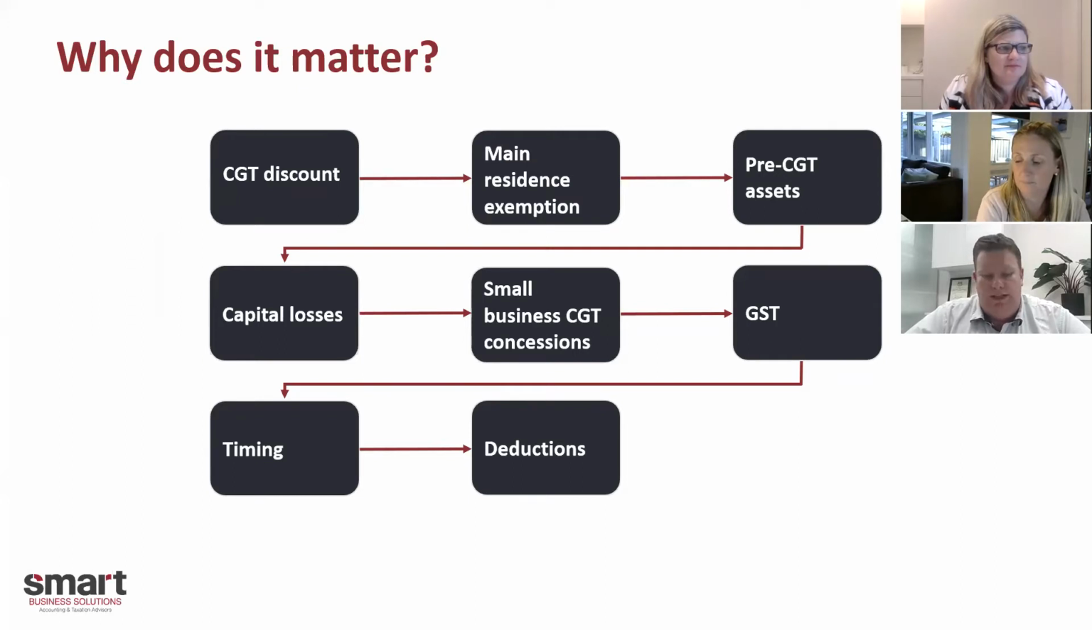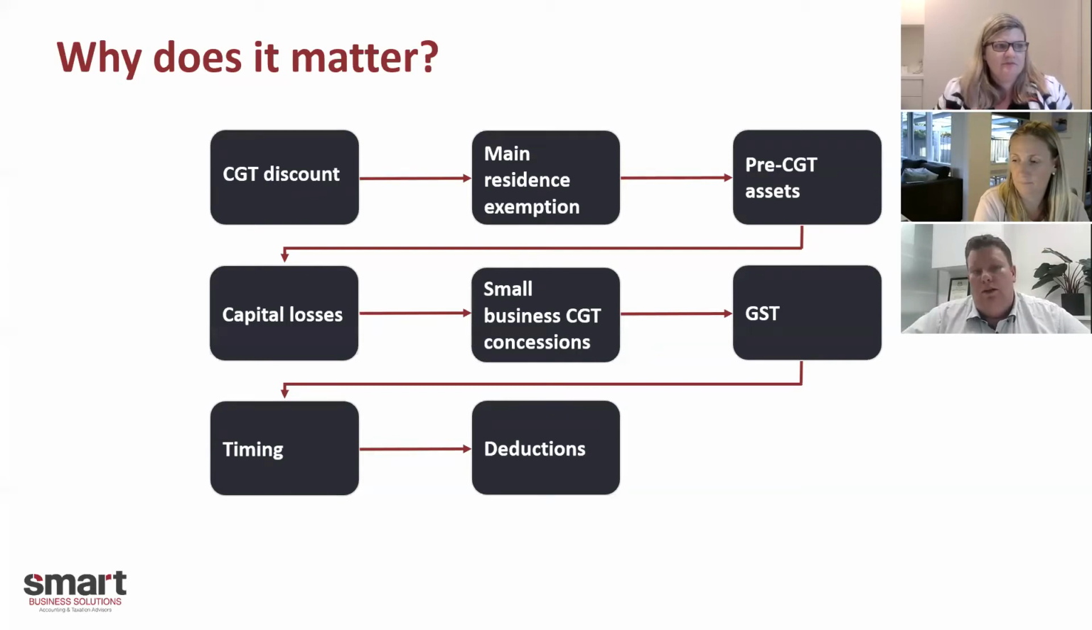Also important, pre-CGT assets. So if you're thinking of subdividing property or land that you purchased or acquired before the 20th of September 1985, I know that's a while ago now, but if you are lucky enough to be holding onto a pre-CGT asset, then that's something you definitely need to come and talk to us first, because you might trigger that asset to become a CGT asset by subdividing in certain circumstances. Again, capital losses, you won't be able to use capital losses to offset your capital gains if you're on revenue account. CGT concessions, again, similar.